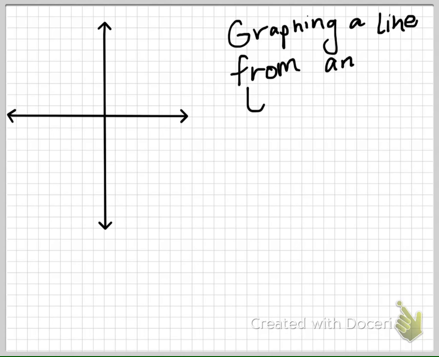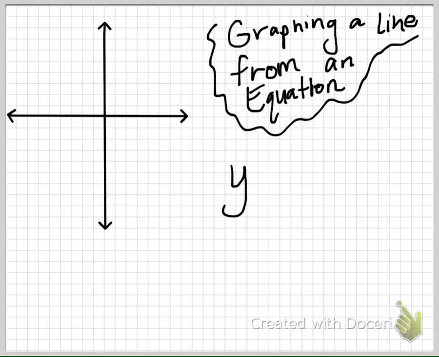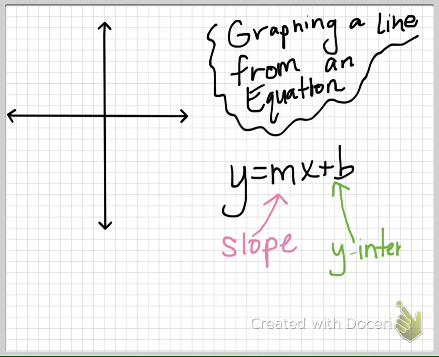Today's lesson is how to graph a line from an equation that's in slope-intercept form. Y equals mx plus b is slope-intercept form, where m is the slope and b is the y-intercept.